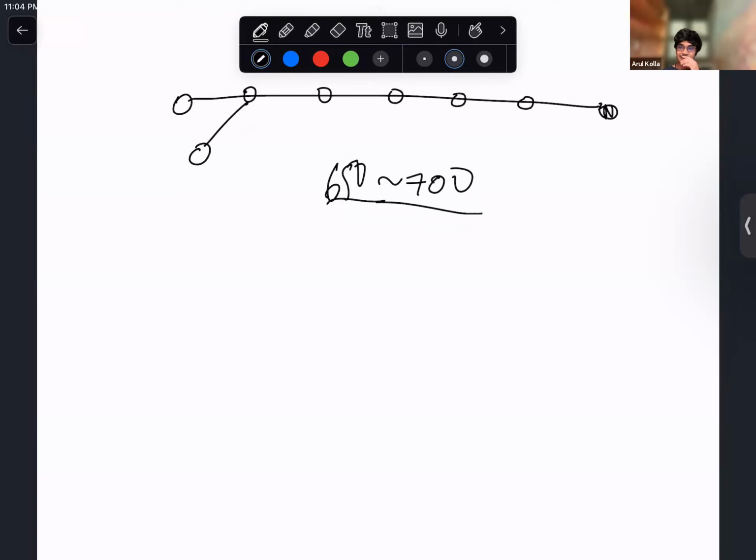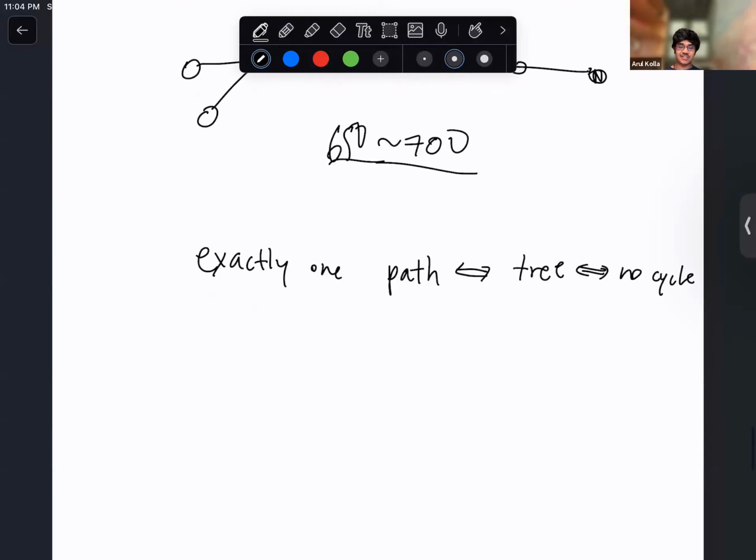The original graph had a cycle? No, the problem statement tells you that there is exactly one path between every two nodes, which is the definition of a tree. So you're given that there is exactly one path, which is equivalent to a tree, which is equivalent to no cycle. It's useful to know the different definitions of a tree, because USACO can give you any one of them. It doesn't always tell you this is a tree. Sometimes it won't tell you that.